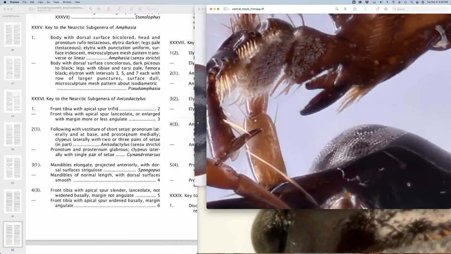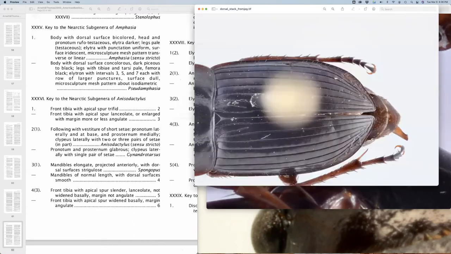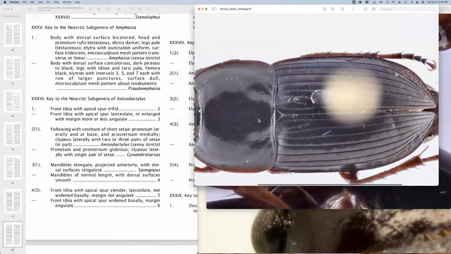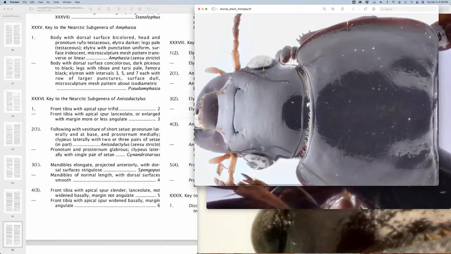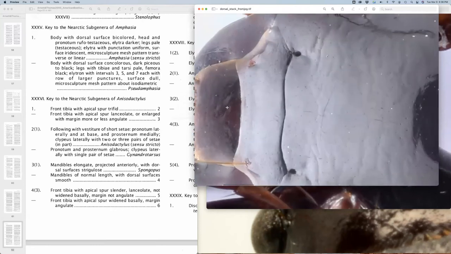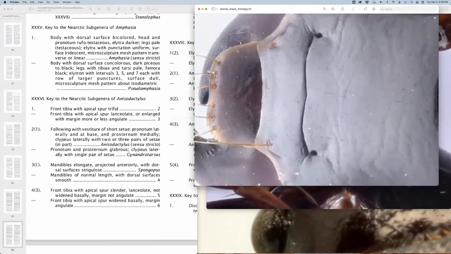So is there a short CD on the pronotum laterally and at the base? And are there two or three, does the clypeus laterally have two or three pairs of CD? Now, this pronotum is glabrous. There's no CD around the base or the lateral margins. And if we zoom in here, you can see that there's only one pair of CD here at the base of the clypeus. So we know that this is in the subgenus Gynandrotarsus.